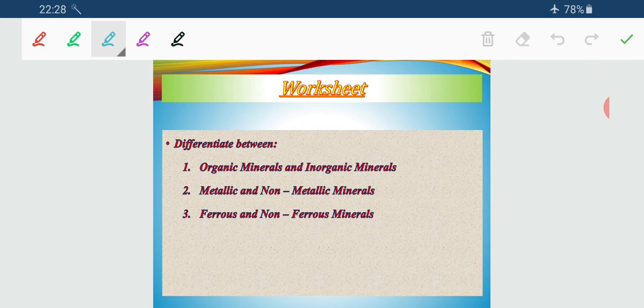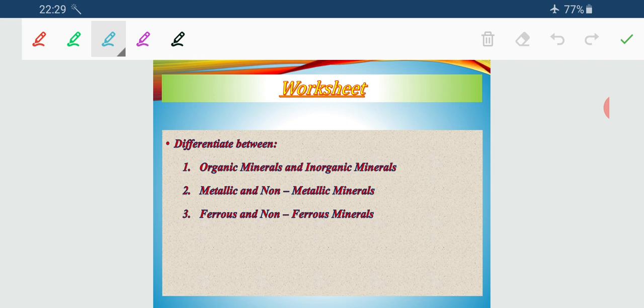Now let us move to metallic minerals and non-metallic minerals. Metallic minerals contain metal, non-metallic minerals do not contain metal. Metallic minerals are basically having ductility and more strength and are malleable, and non-metallic are neither ductile nor malleable. And metallic minerals are found in the igneous structure, non-metallic minerals are found in the sedimentary structure.